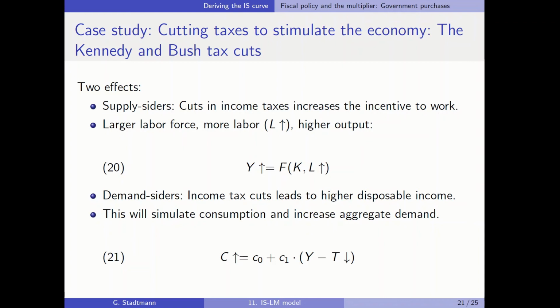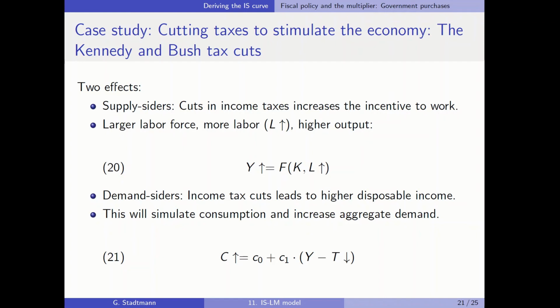One effect is called the supply effect, and this line of argumentation is put forward by supply-siders. They argue the cuts in income taxes increase the incentive to work. We have a larger labor force, so more labor and therefore a higher output. So the supply-siders argue a decrease in income tax can stimulate the economy, but via the supply side. Labor supply is up and therefore output is up. We are looking here at the supply side.